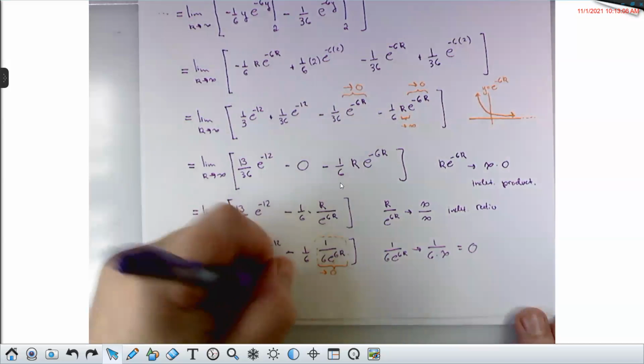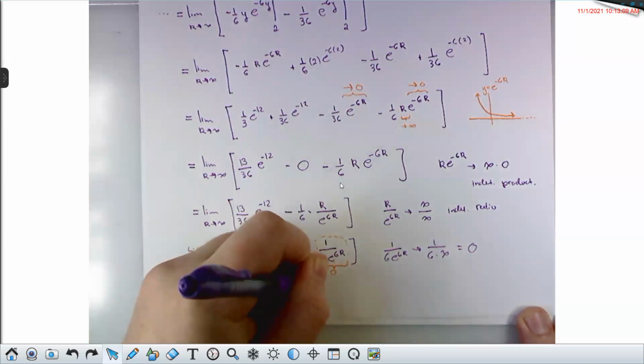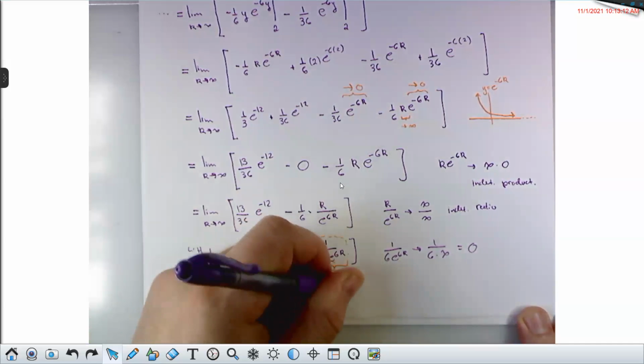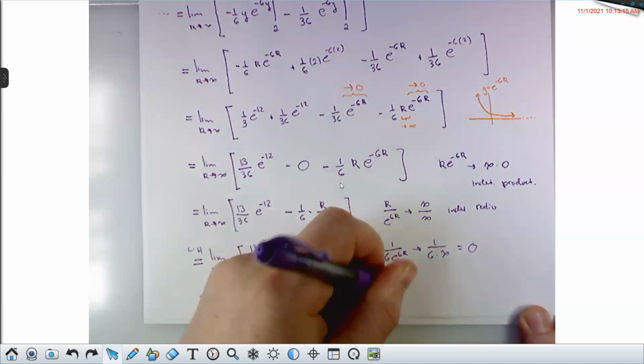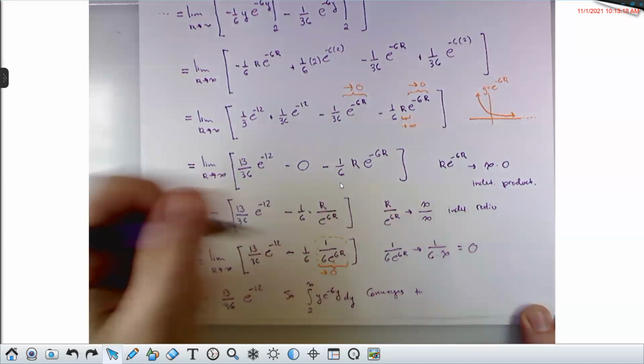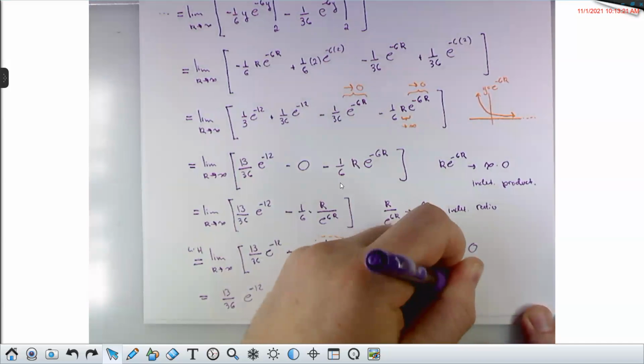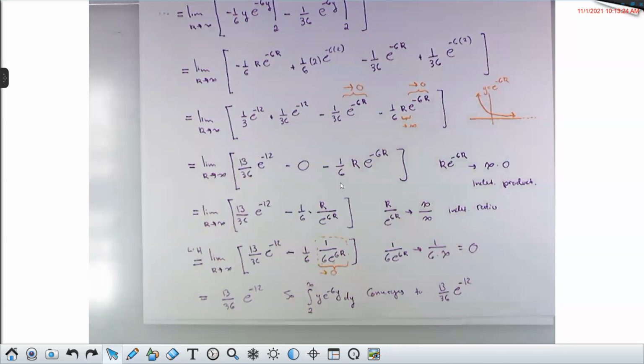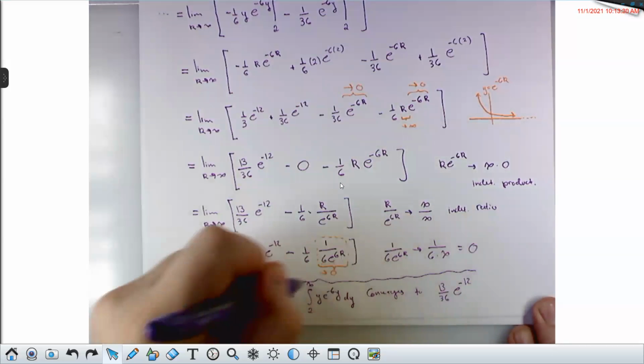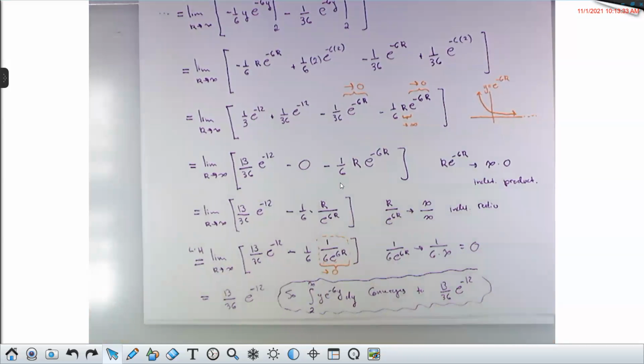So the integral converges. The integral from 2 to infinity of y e to the negative 6y dy converges to the positive number 13/36 e to the negative 12. And that is your answer. All right, so this one does involve a bit of work. You've got to do some integration by parts. Then when you go to calculate your limit at the end, one of the pieces is nice. The other piece requires some L'Hopital's rule, not super easy.